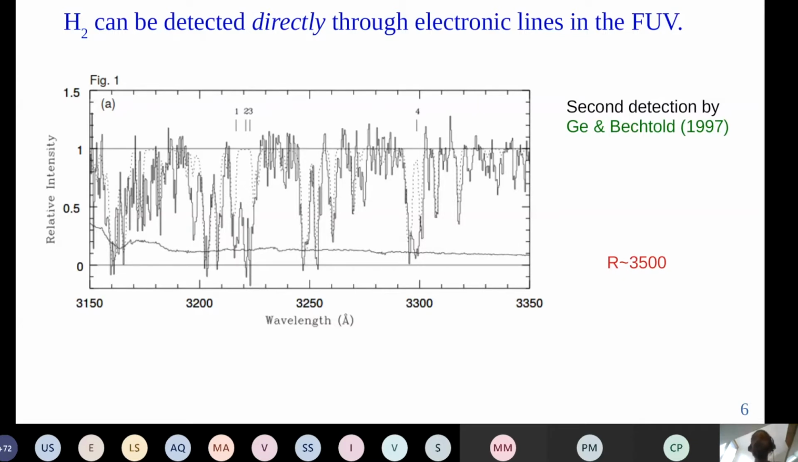So then I go to the second detection. Don't worry, I'm not going to do all the detections one by one, but it was just to show that more than a decade after, the second detection was obtained. Here you see a piece of the Lyman alpha forest, and the dotted line, if you can see this, is the H2 model. This was at twice the resolution, 3,500, and this was only the second detection.